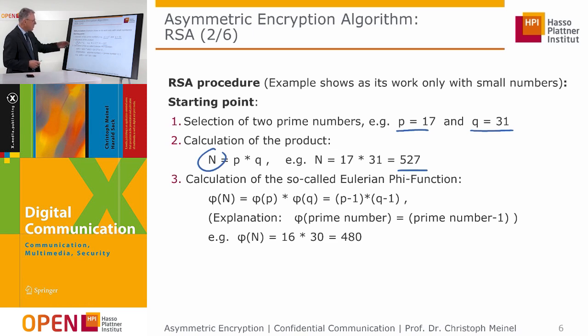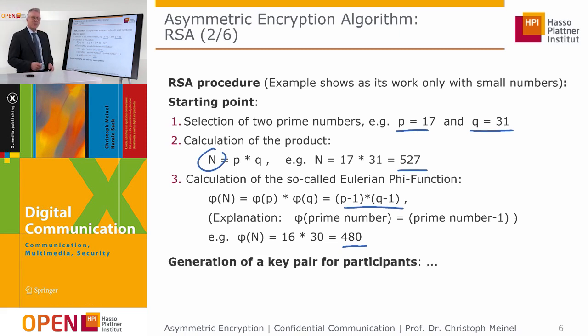Then the third step is that the so-called Eulerian phi function is computed. If n is a product of two prime numbers, this is quite easy, because it's simply the product of p minus 1 times q minus 1. In our case, the Eulerian phi function can simply be computed as 17 minus 1 times 31 minus 1, and this is 48.